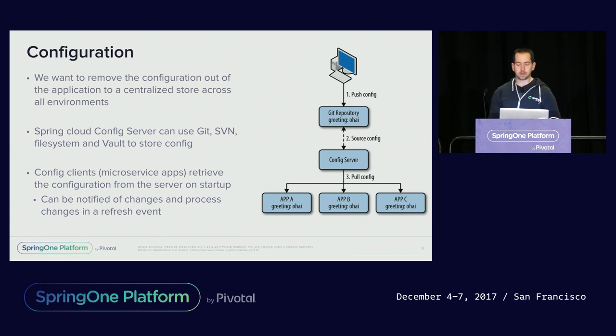So to get started, let's first talk about configuration. So like I said before, I think we're all familiar with configuration as building Spring Boot apps. We have our application.properties or application.yaml file, and our configuration typically lives inside our application. But in a cloud environment, it's better to take the configuration outside of the application itself and put it in some kind of centralized store.